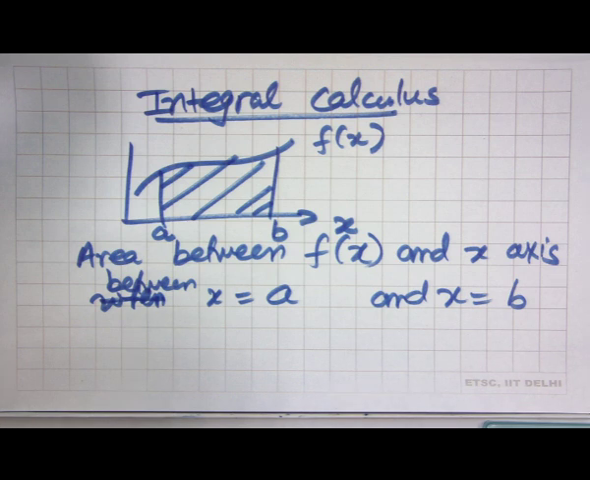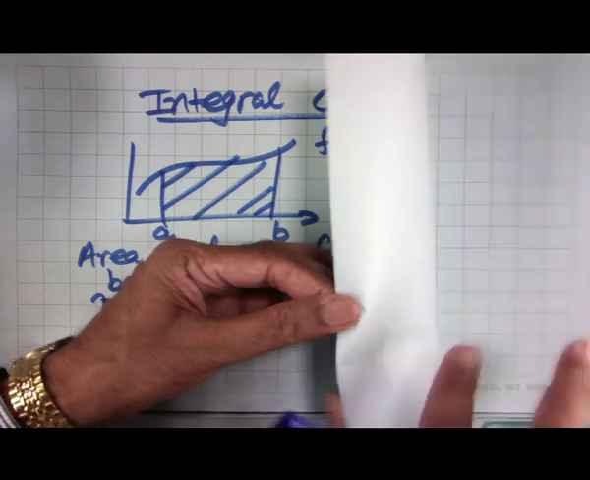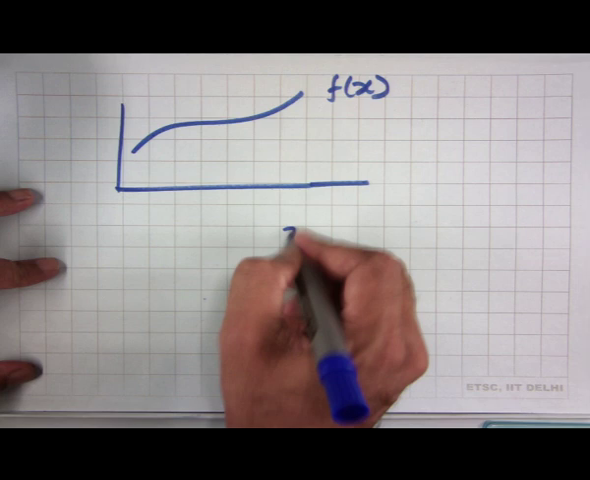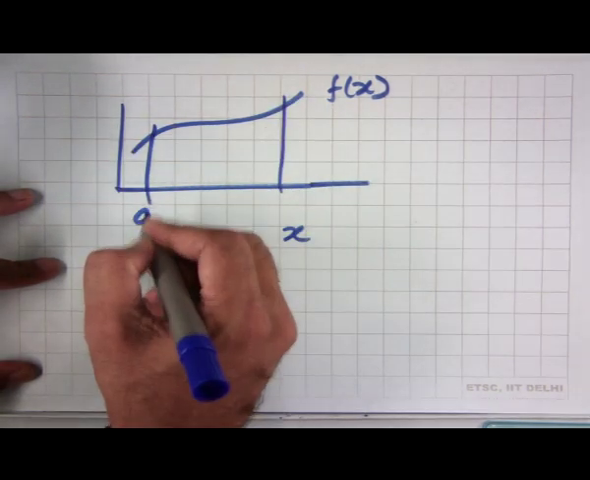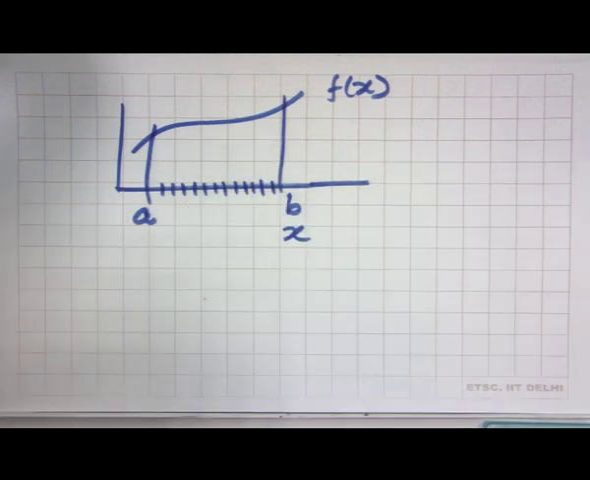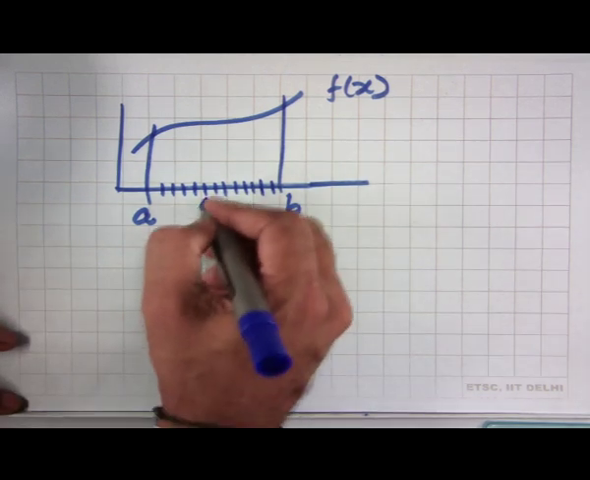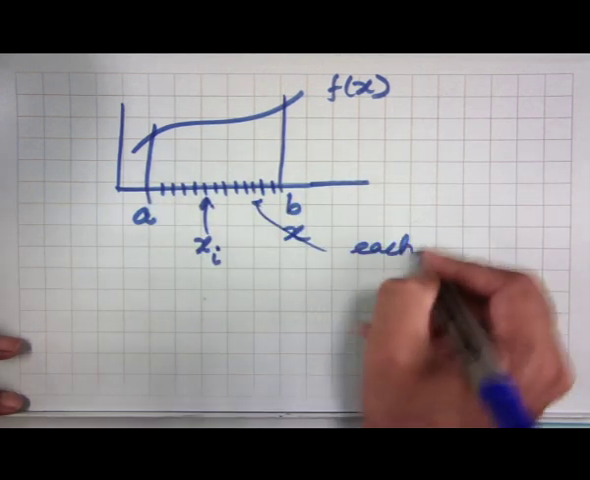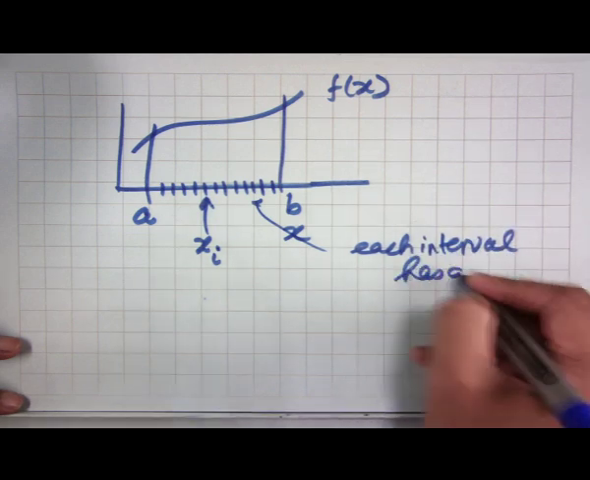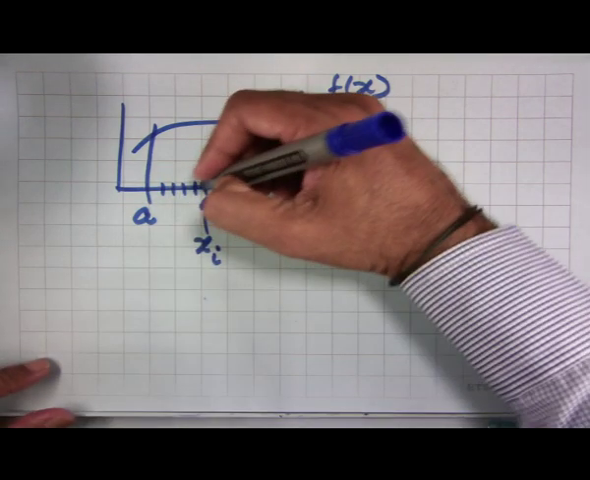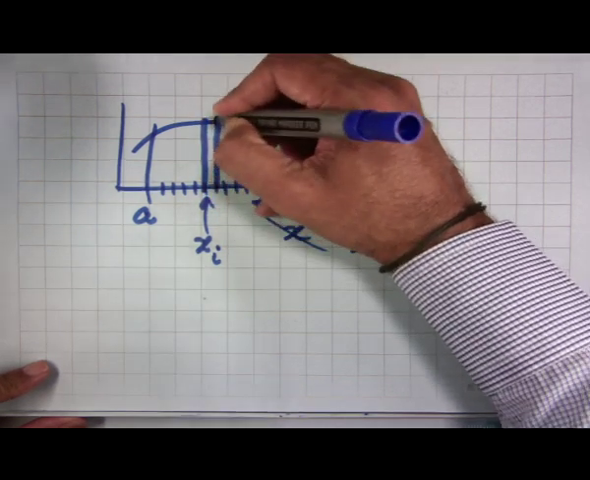To find this area between f of x and the x axis from a to b, what we do is we divide this area. So we have this curve f of x, this is the x axis, this is x is equal to a, this is x is equal to b. We divide this distance from a to b into many small intervals. Let us say an intermediate position is given by xi, and each of these intervals has a length delta xi.